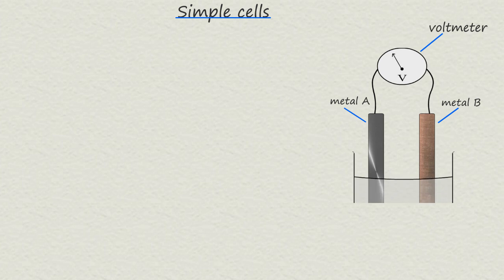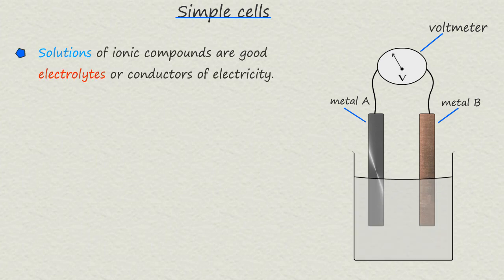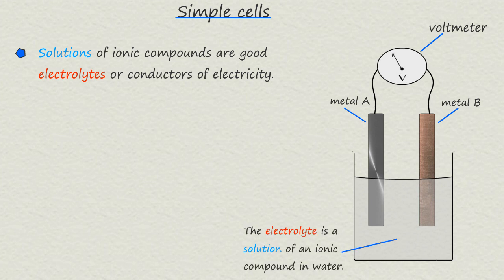Now, to make a simple electrical cell, we can replace the fruit and vegetables in the fruit cells with a solution of, say, sodium chloride or sodium nitrate. Both of these solutions contain an ionic compound dissolved in water, and hopefully you will recall that solutions of ionic compounds are good electrolytes, that is, they are electrical conductors.